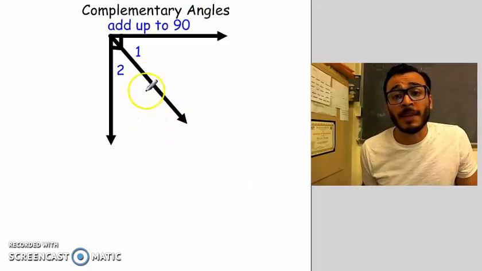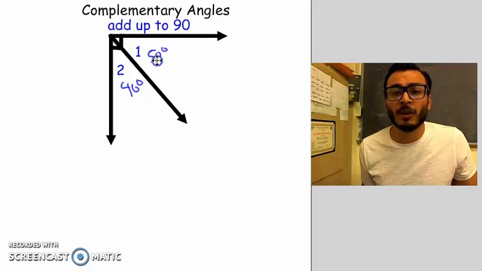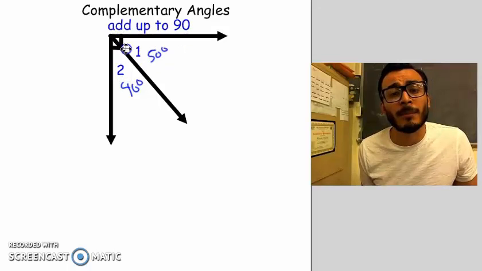Complementary angles, they add up to 90 degrees. So suppose angle 1 is 50 degrees, we can say angle 2 is 40 degrees. They add up to 90 degrees. You can see they are embedded on a right angle.